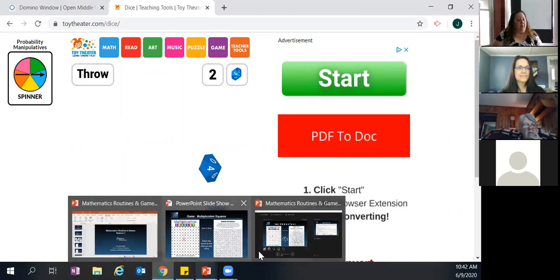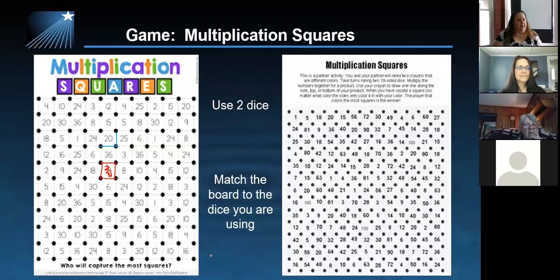To find the multiplication game boards, if you Google multiplication squares, you can find the game boards online. You could even create one if you wanted something smaller or just a section of a game board, you could create your own. But if you just Google it, you can find a game board online for free. Questions about multiplication squares?